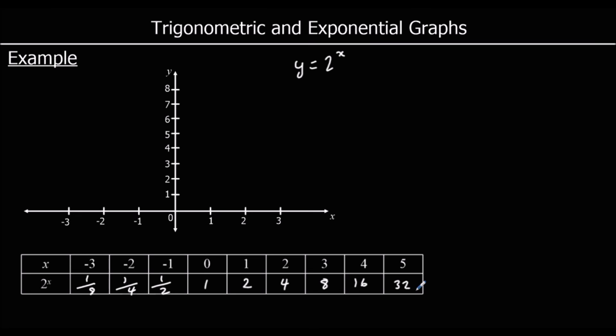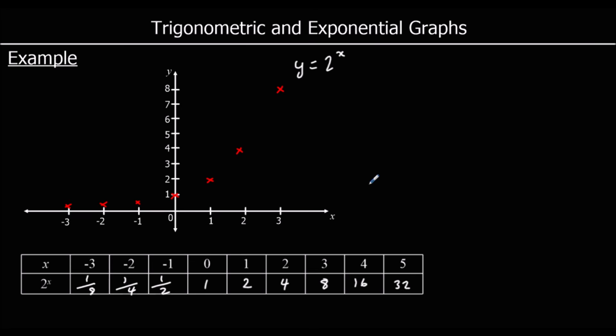So let's look at this on the graph. At negative 3, we were at 1/8. At negative 2, 1/4. At negative 1, 1/2. Then 0, 1. 1, 2. 2, 4. 3, 8. And if we wanted to draw 4 and 5, we'd be off the page.